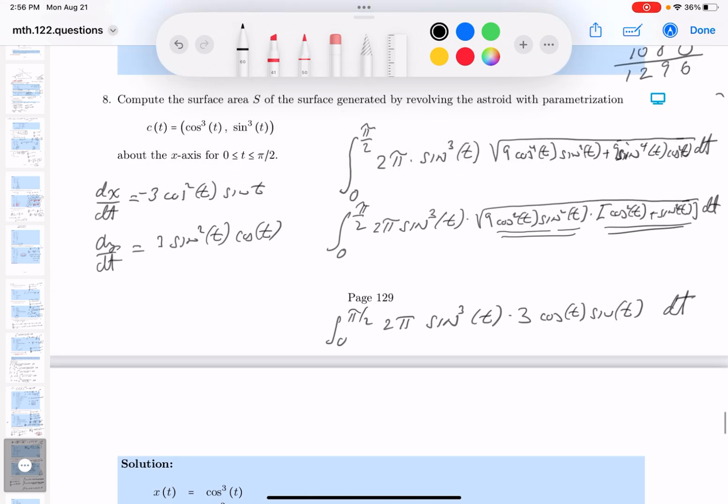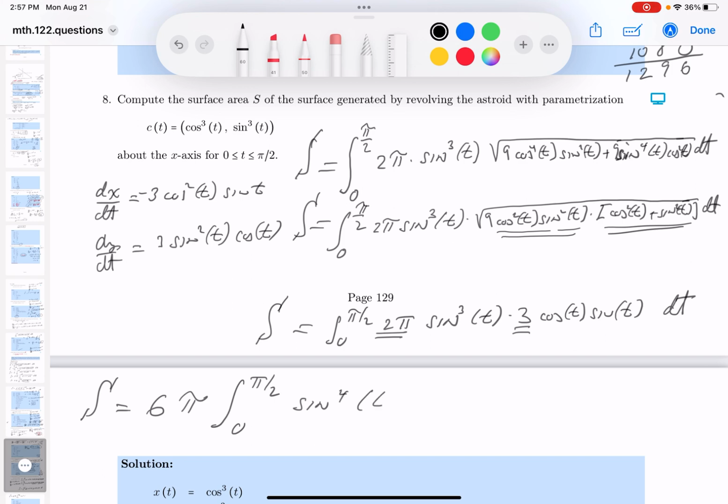By the way, this is going to be the surface area. I'm going to use the big letter S. Let's take a look. And let's go one thing at a time. And certainly mistakes happen. So I'm going to say 6 pi. That's the 2 pi, and that's the 3. That's 6 pi. I'm going to pull it on the outside. I got 0 to pi over 2. And now I got sine to the 4th power of t times the cosine of t dt.